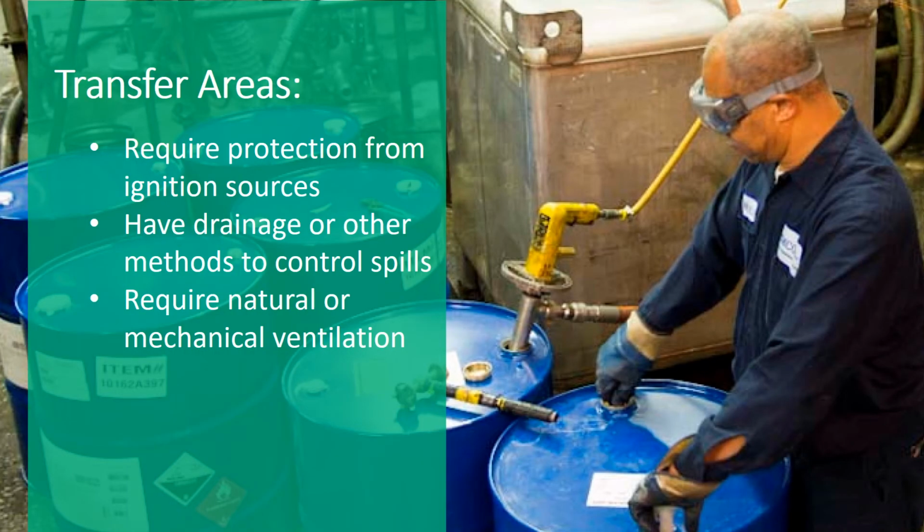Areas where flammable liquids are transferred from one container to another must be protected from ignition sources by distance or fire-resistant construction, have drainage or other methods to control spills, and have natural or mechanical ventilation.